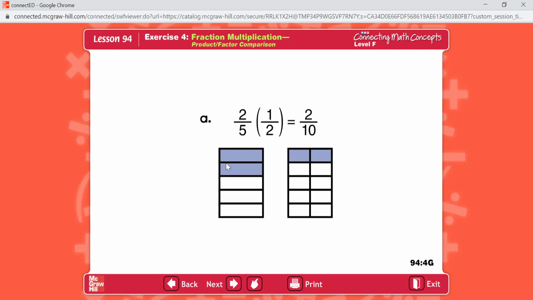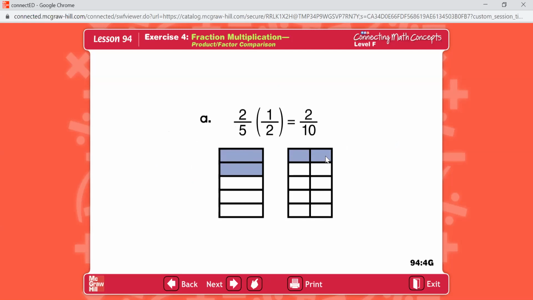This is what it should look like once you shaded it in. So which is greater? 2/5 is greater than 2/10 because you're multiplying by a number that is less than 1, which is shown here. This has more shaded in than this side.